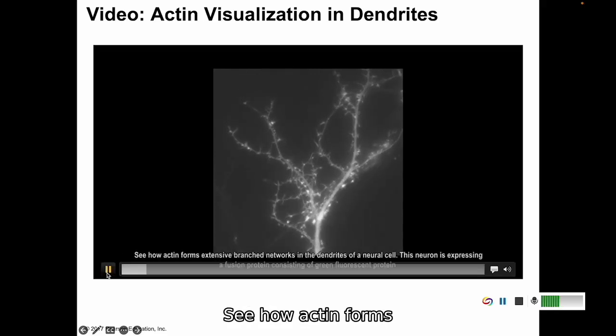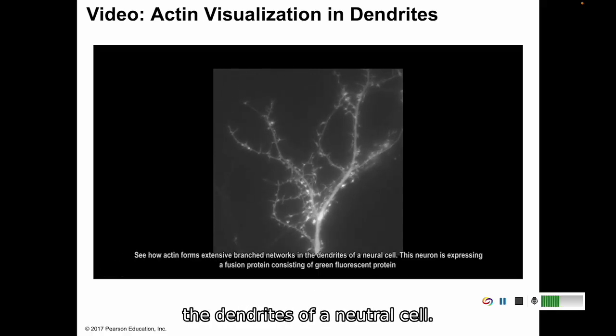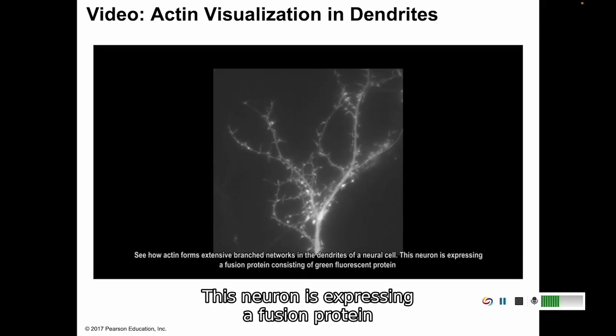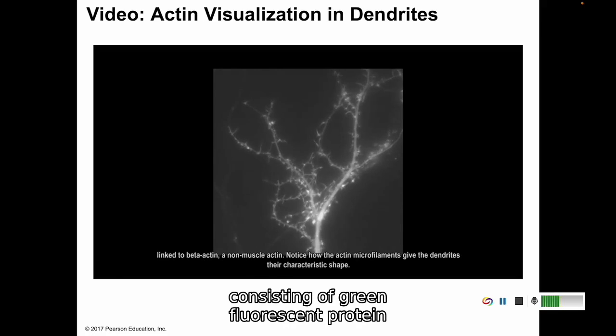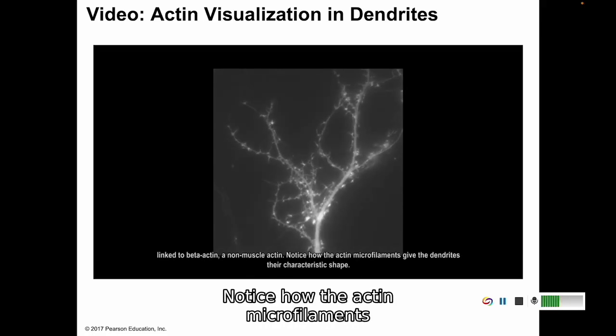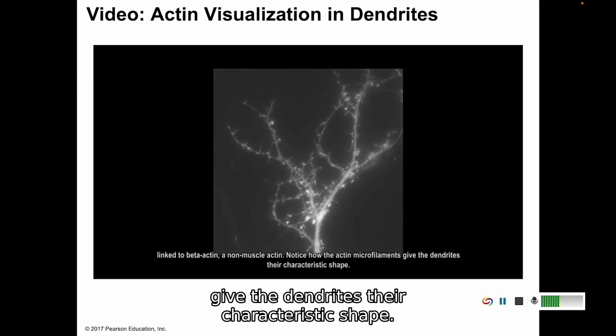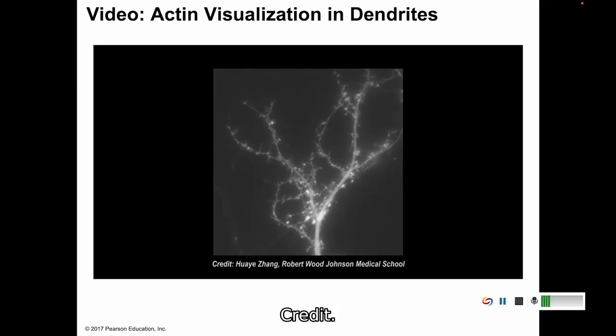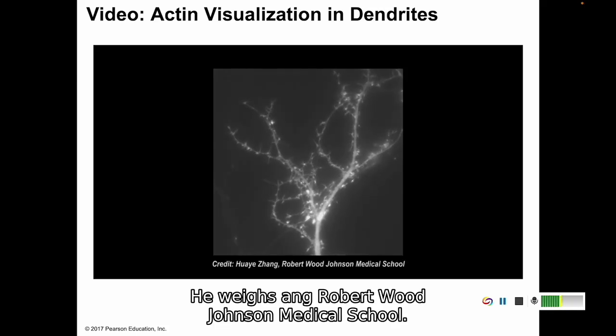See how actin forms extensive branched networks in the dendrites of a neural cell. This neuron is expressing a fusion protein consisting of green fluorescent protein linked to beta-actin, a non-muscle actin. Notice how the actin microfilaments give the dendrites their characteristic shape. Credit: Hue Zhang, Robert Wood Johnson Medical School.